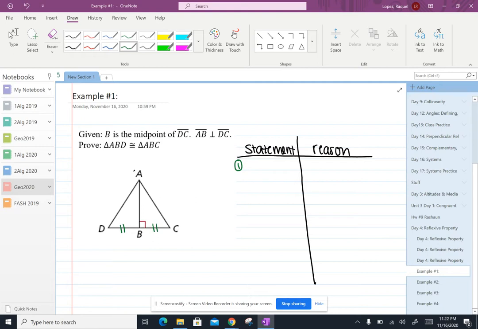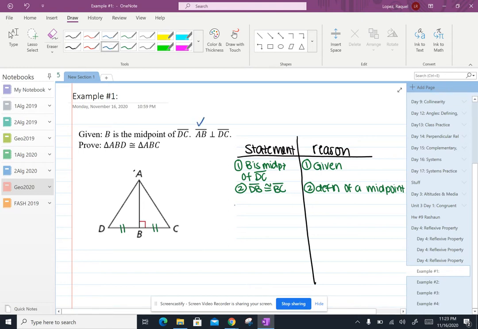So I want to write my given directly into my proof right away. B is the midpoint of DC, and the reason is that that's given. And then for 2, we're going to write DB is congruent to BC. And for that, we would just write definition. I'm going to shorthand the word definition. So definition of a midpoint.